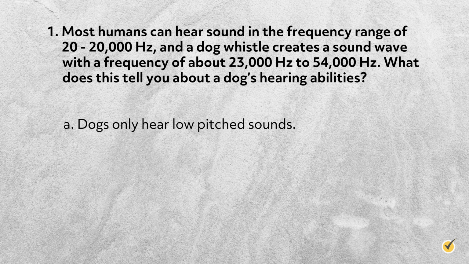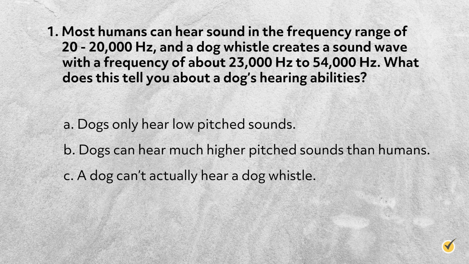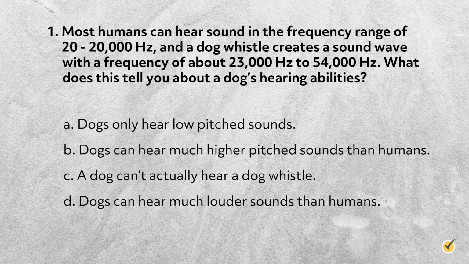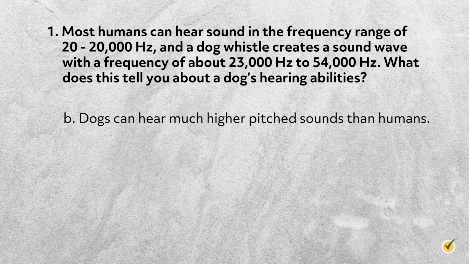A. Dogs only hear low-pitched sounds. B. Dogs can hear much higher-pitched sounds than humans. C. A dog can't actually hear a dog whistle. D. Dogs can hear much louder sounds than humans. The correct answer is B. The higher frequency of the dog whistle means it is higher pitched, and dogs respond to this high-pitched sound because they can hear it. The frequency range doesn't necessarily relate to the loudness of the sound.